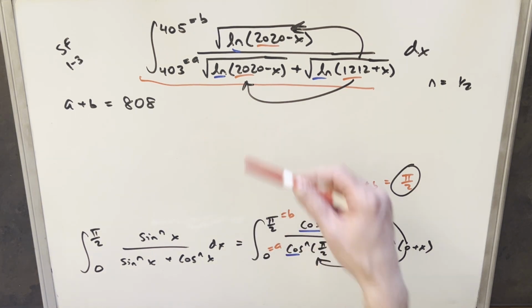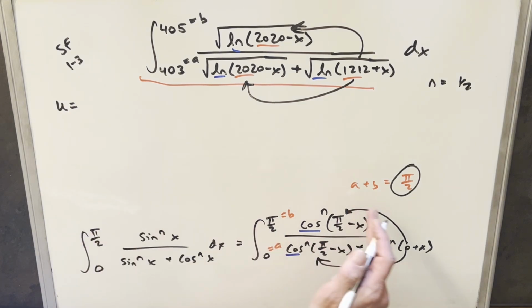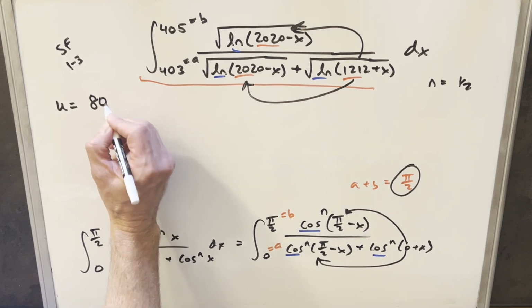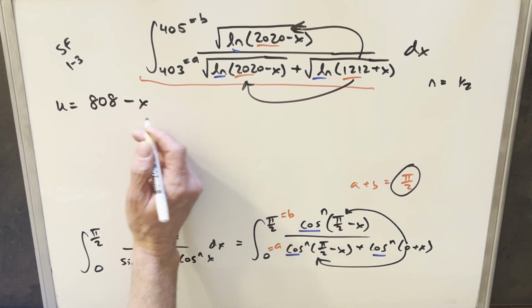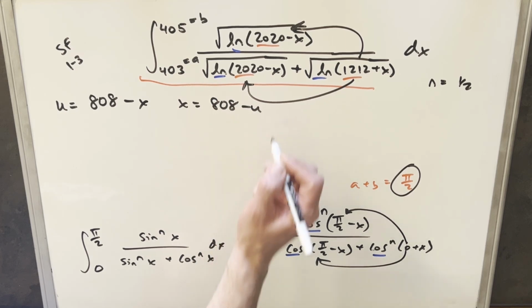So now that we see that everything is set up the same way, we could just jump to a solution, but I'm going to still go through the steps and then we'll see how it works in the end. Okay, so we'll start with a u substitution, just using our a plus b value that was pi over 2 here. Our a plus b value is going to be 808 minus x. We can rearrange this and write it as x equal to 808 minus u.